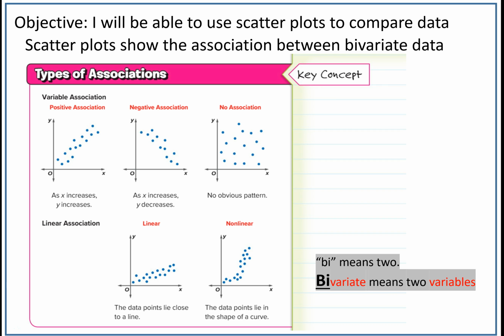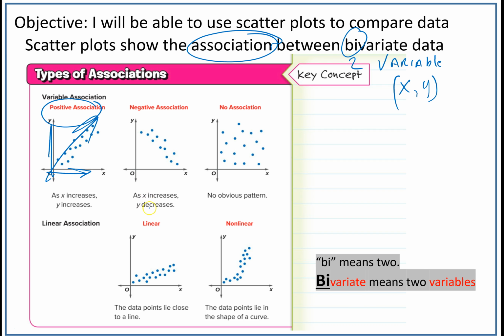All right. So scatter plots show the association between bivariate data. Remember, bi means two. Variate means variable. Bivariate data basically means an X and a Y. So I can have a positive association. That means as my X goes up, my Y goes up. I can have a negative association. When my X goes up, my Y goes down. Or I can have no pattern or no association. If my X goes up, I don't know if my Y is going to go up or down or stay the same.